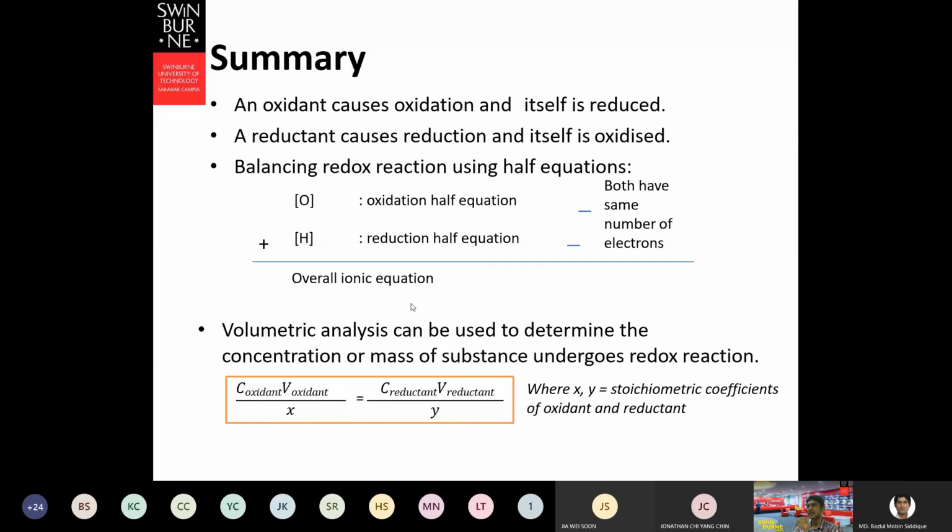Okay, and volumetric analysis can also use this formula. It will be needed for us from time to time, and it is useful sometimes. Okay, so that is it for today. Do you have any questions so far?